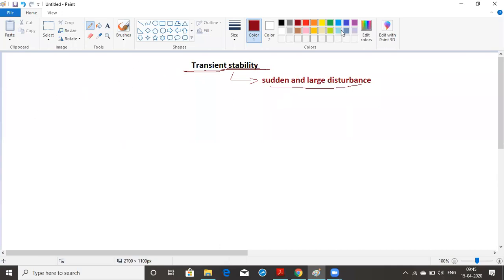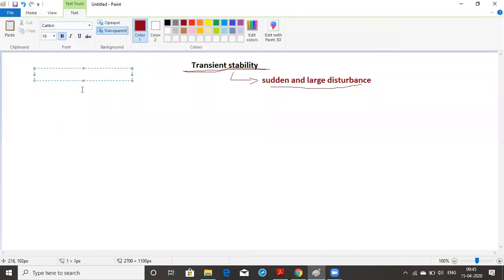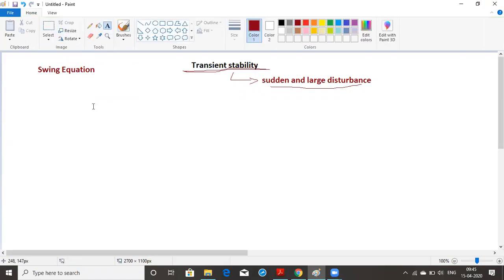If you want to discuss transient stability, the first important point is the swing equation. I already told you in the last class that this is the swing equation. We need to derive the swing equation, and after deriving it, we will look at the methods to determine transient stability. So first, what is the swing equation?